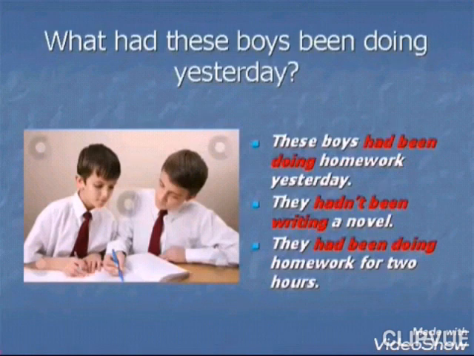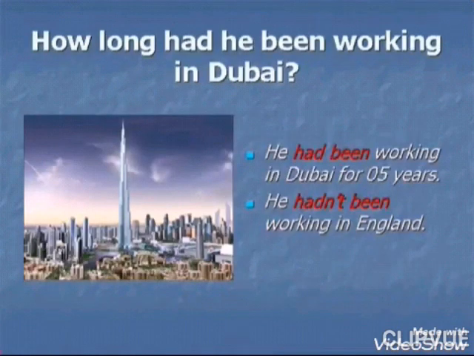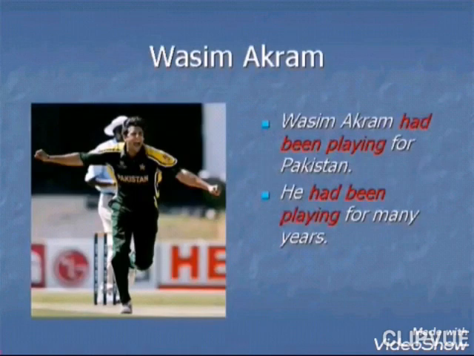Another example, what had these boys been doing yesterday? These boys had been doing homework yesterday. They hadn't been writing a novel. They had been doing homework for 2 hours. So again, the keyword here is for, and it's followed by a period of time, for 2 hours. Another example, how long had he been working in Dubai? You will answer, he had been working in Dubai for 5 years. So the keyword here is for 5 years.